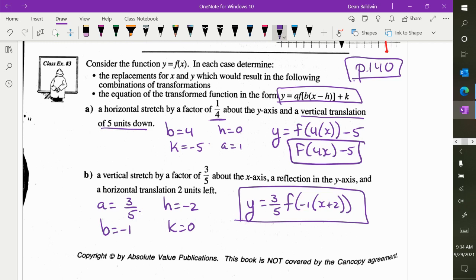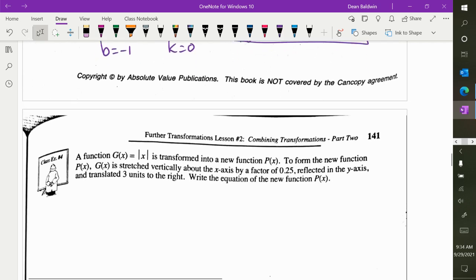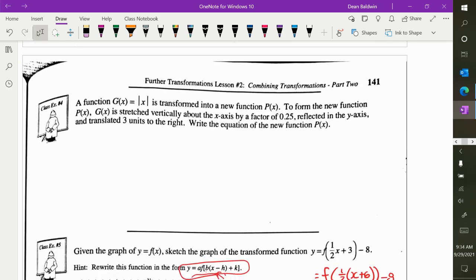X plus 2, correct? With the -1 on the outside. You don't have to write -1. You can just have a negative sign if you wanted. Are we okay? All right, we got one more. Then you're doing a few questions and we're done. All right. Top of the next page.